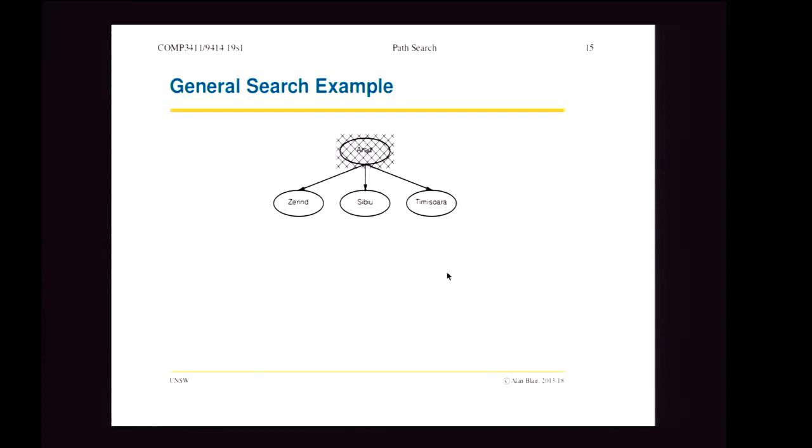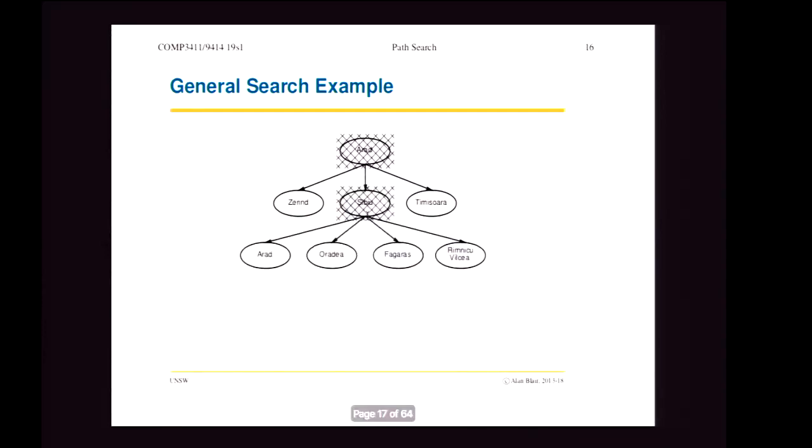And then we decide, okay, now I'm going to expand Sibiu, so I cross that out and add 4 more nodes. And then I expand Făgăraș. And when I say cross out, of course you don't literally remove it from memory, but you keep in mind that that node has already been expanded, so it's not available to be expanded again. So it's a process of always deciding which node to expand next.